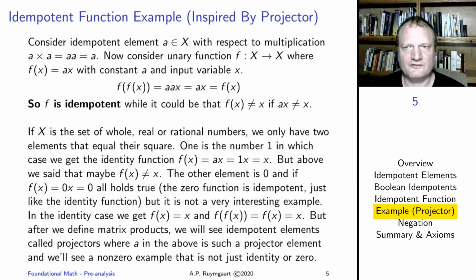Now, in real numbers, this is not particularly interesting because we only have the numbers 0 and 1. But this example is actually inspired by projectors in linear algebra. And at some point when we get to that, we'll see that there are matrices that are not just 0 or identity, they're not just 1 or 0, that are idempotent, and the function ax can be an idempotent function in linear algebra without a being 0 or identity.